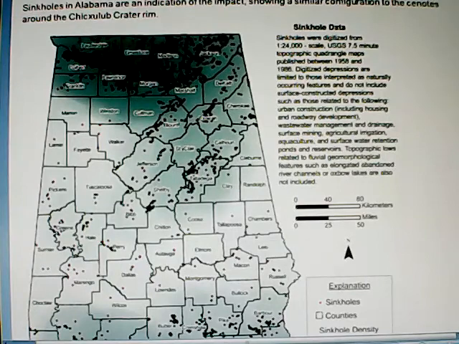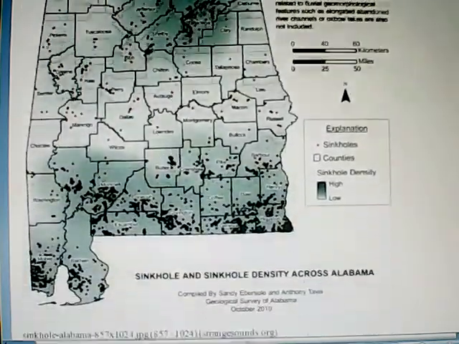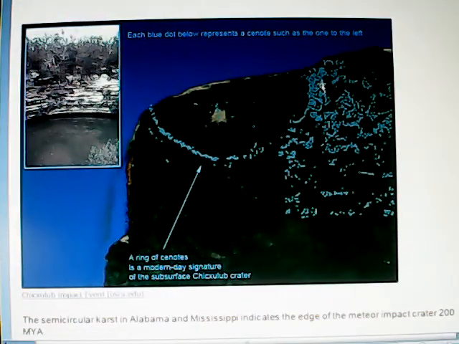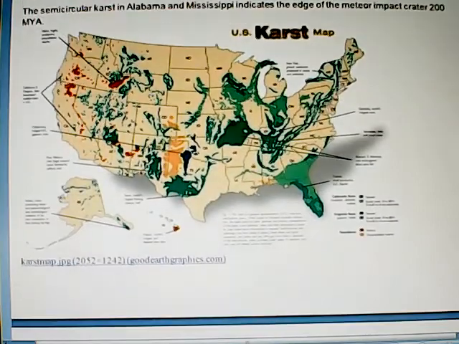And here are sinkholes dotted across Alabama, similar to the sinkholes around the Chicxulub impact, the cenotes. Here are the sinkholes around the cenotes and sinkholes around the Chicxulub impact. And we have a karst right in line with the edge of the meteor impact site in Alabama, basically indicating broken limestone.